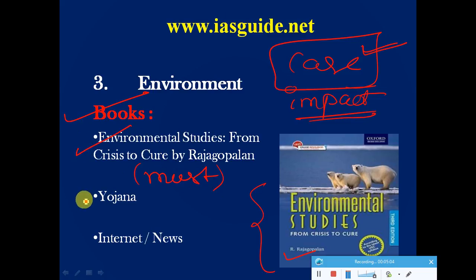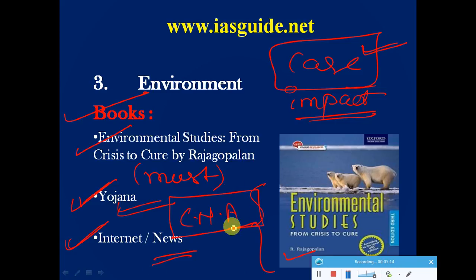After this book you can go for Yojana special issues on environment, highly recommended, and you have to go for news analysis, that is current news analysis, for environment. See, these are the three sources you have to study for environment.